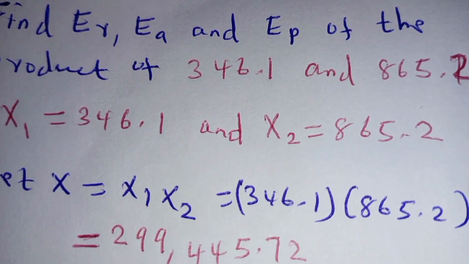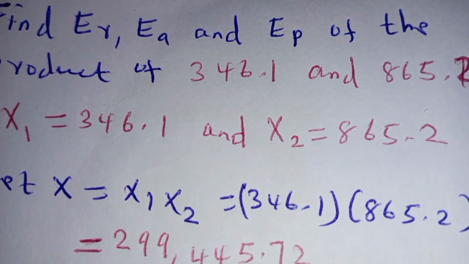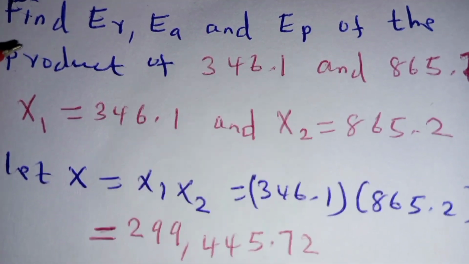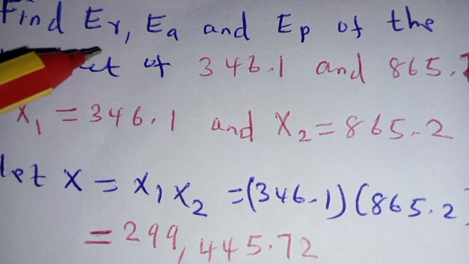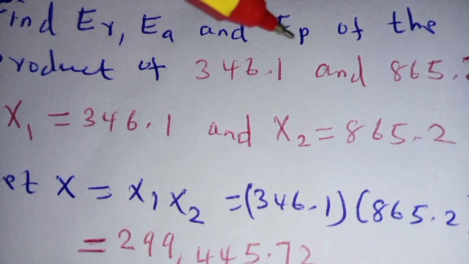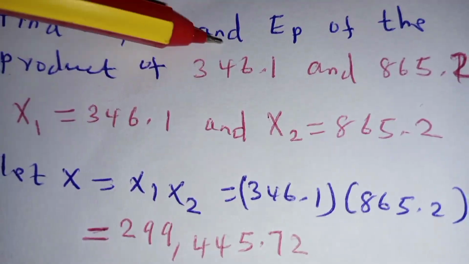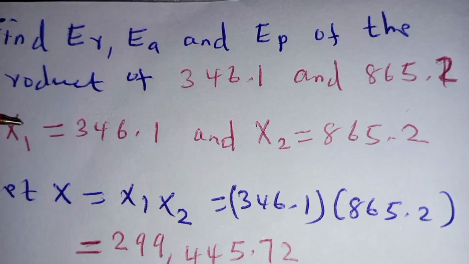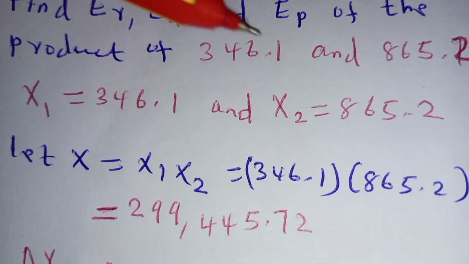We are learning how to obtain the error when you are calculating the product of two numbers. So in this video tutorial, which is about numerical analysis, we want to find how you are going to calculate a relative error, absolute error, and the percentage error of the product of 346.1 and 865.2.